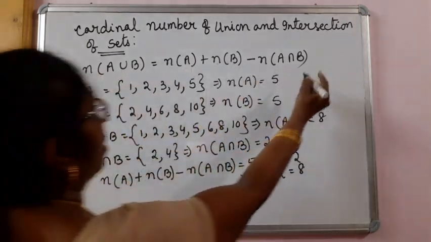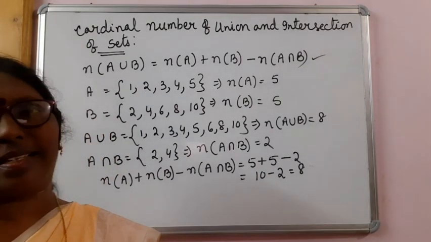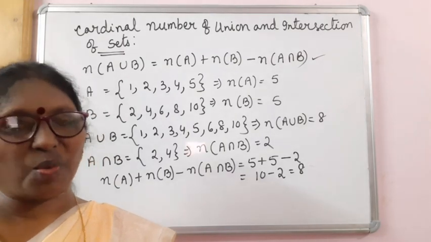So this is the relationship between the cardinal numbers of union and intersection of sets. I hope it is very clear to you.